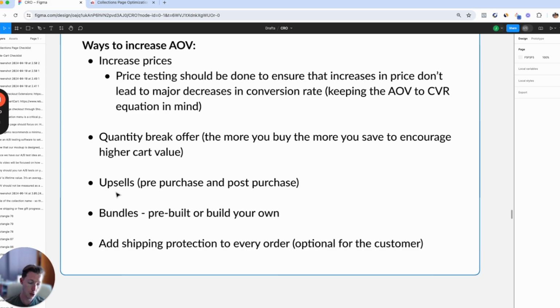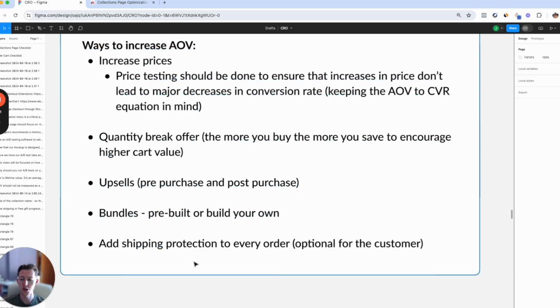But on the post-purchase side, again, after they complete the purchase, you want to give them an offer, right? Just to add something to cart. You really want to test these as well. And the key thing here is make them no-brainers. Give them a good offer, first off, but also give them something that they actually want, right? So you should be tracking the performance of these as well. Then you have bundles. They can be pre-built or build your own. It's pretty obvious here as to why this would increase AOV, because the price of a bundle is usually higher.